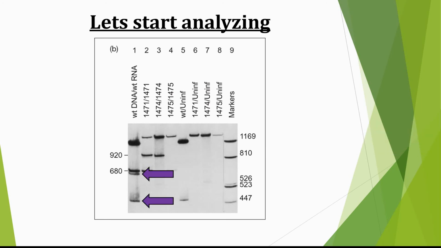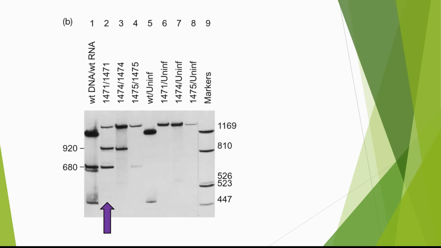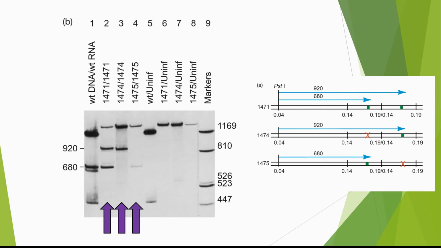We also see 2 other bands that ran a little bit smaller than the 680 nucleotide fragment. These are just artifacts that we can ignore. So overall, in lane 1, we get what we would expect. Lanes 2, 3, and 4 all contain the recombinant DNA and are probed with the appropriate probe for the mRNA expressed from that template DNA.